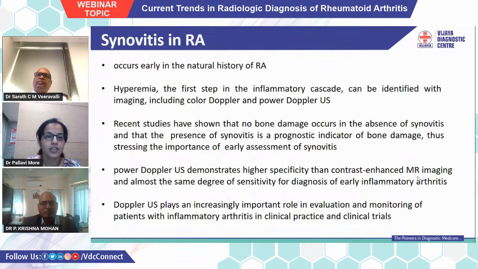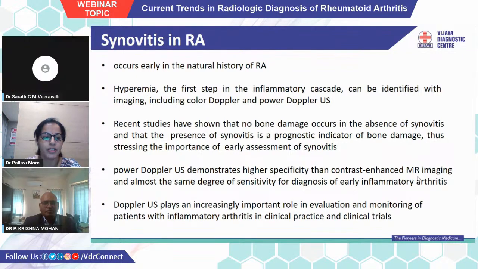Synovitis occurs early in the natural history of rheumatoid arthritis. Hyperemia is the first step in the inflammatory cascade and can be identified with imaging, including color Doppler or power Doppler ultrasound. Recent studies have shown that no bone damage occurs in the absence of synovitis, and that the presence of synovitis is a prognostic indicator of bone damage, thus stressing the importance of early assessment of synovitis.